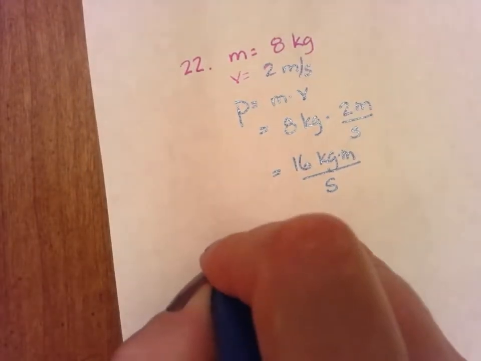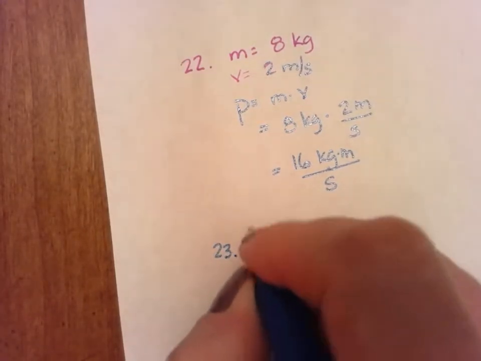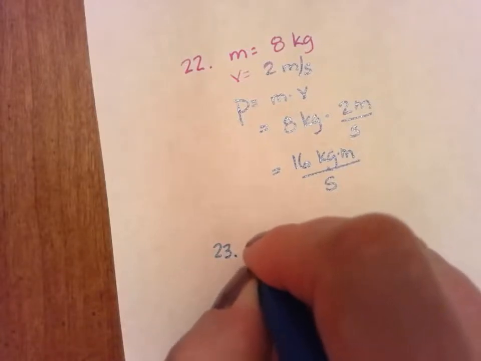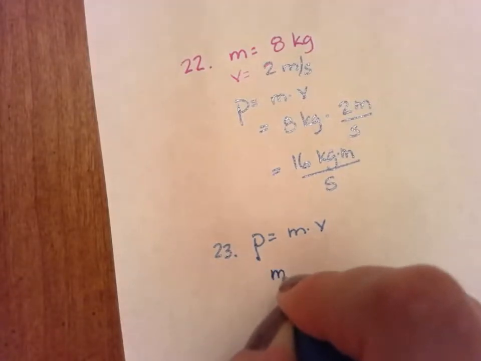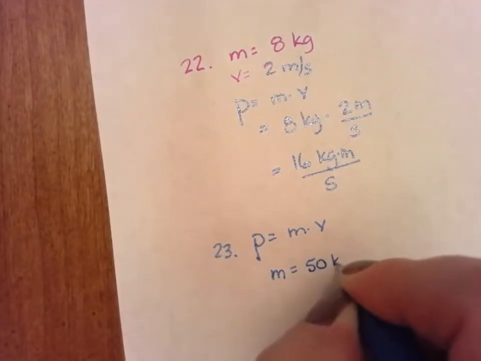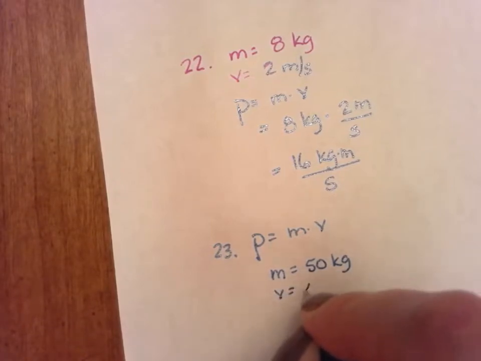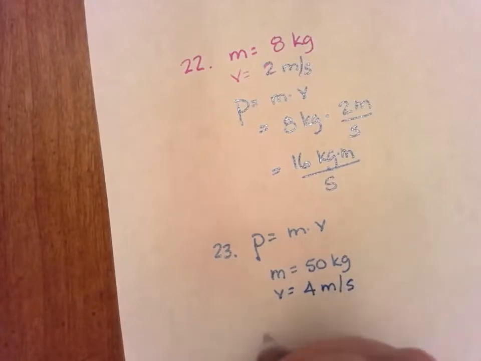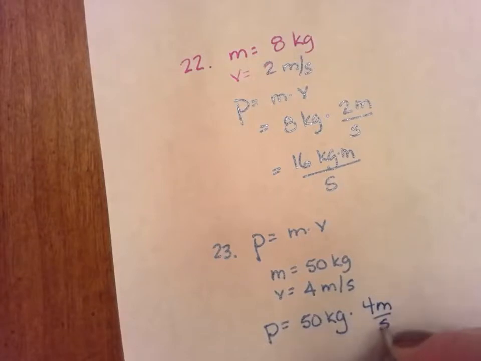On number 23, the momentum is equal to mass times velocity. On number 23, our mass is a 50 kilogram carton. Our velocity is 4 meters per second. Our momentum is mass, 50 kilograms, times 4 meters per second, which is equal to 200 kilogram meters per second.